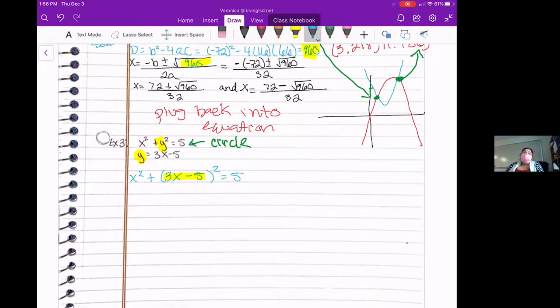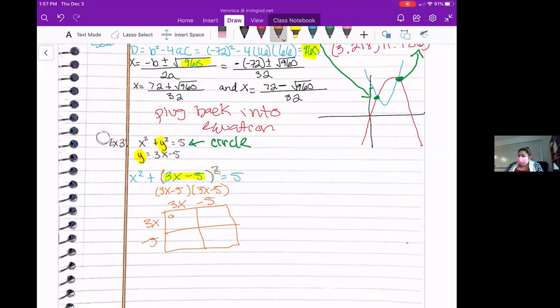You should be able to see that this is just algebra 1 and you need to simplify the equation. So right here in this part, this is a perfect square, right? This is the same as (3x minus 5) times (3x minus 5). So we're going to use the box method, because from what I know, that's the one y'all like to use the most.